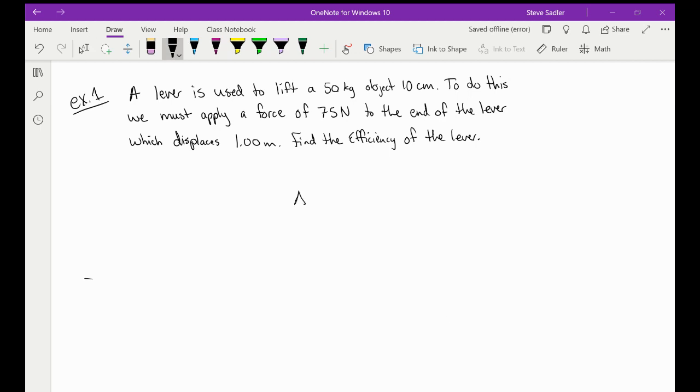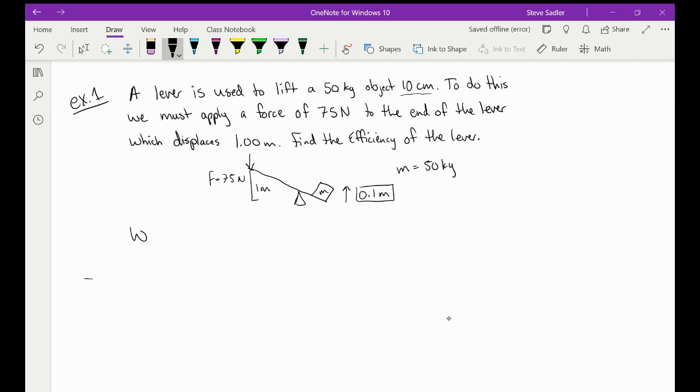So let's draw this for right now. We have a lever and we have a mass, and the mass is 50 kilograms. And we are going to push down on this end of the lever, causing this one to raise by 10 centimeters or 0.1 meter. On the left side here, we are applying a force of 75 newtons, and we are going to displace that by 1 meter.